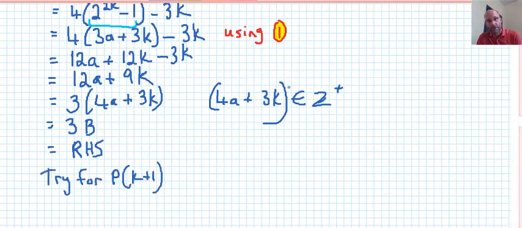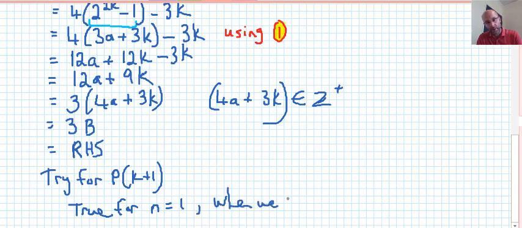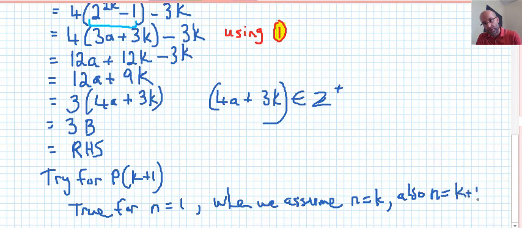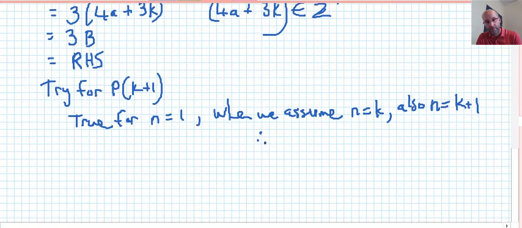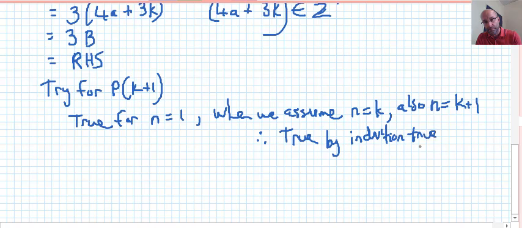Therefore, by the process of induction, it's true for the base case, and when we assume n equals k, it is also true for n equals k plus 1. So by induction, it's true. Okay, QED.